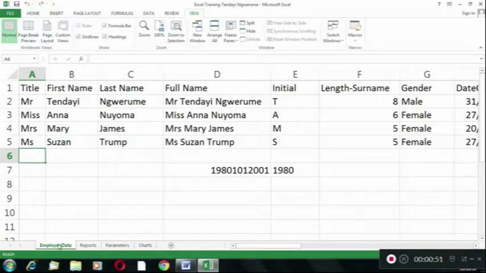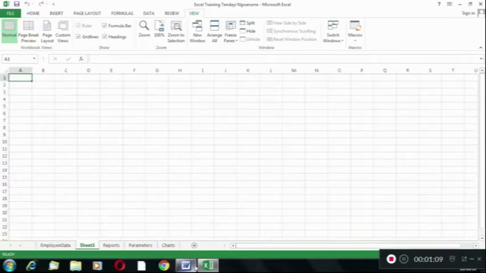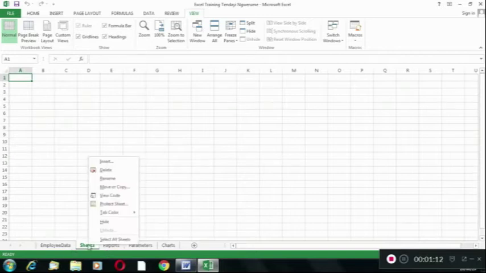Earlier on, I showed you how to insert a worksheet by coming down here and right-clicking and saying insert. But you can also insert a new worksheet by simply clicking on this plus button for a new sheet. So let's create a new worksheet and then we give it a name, loans. You right click on the name and you say rename, and let's call it loans, and you press enter.